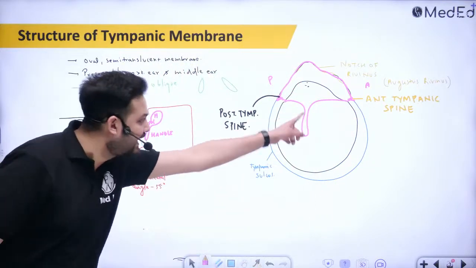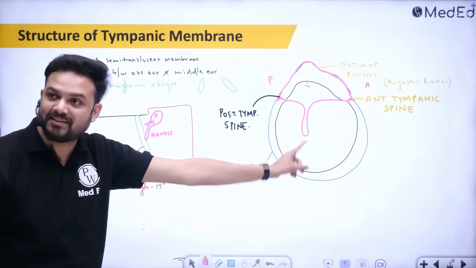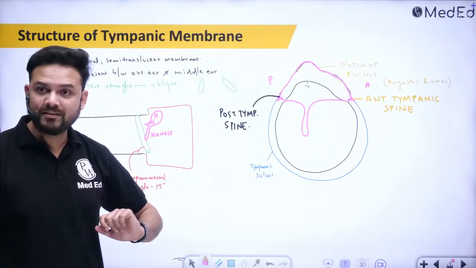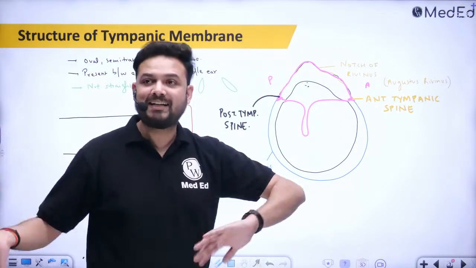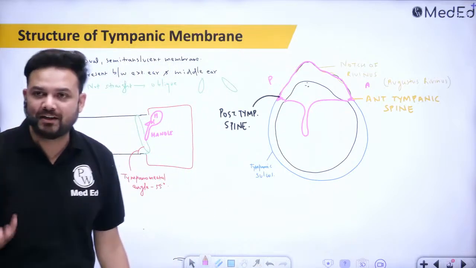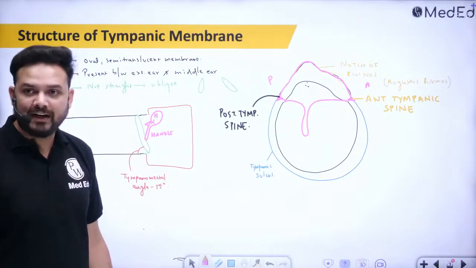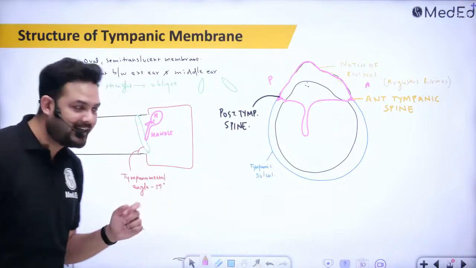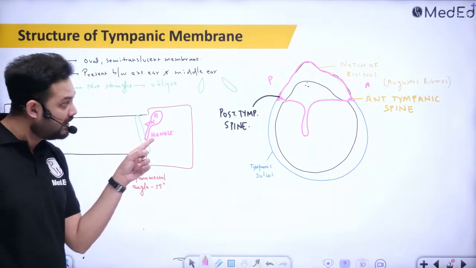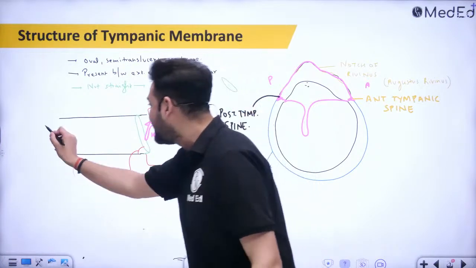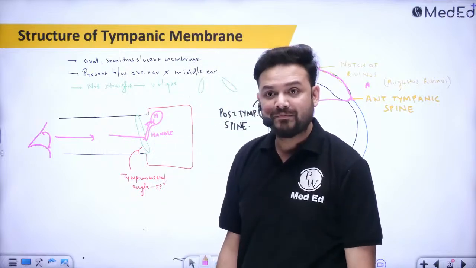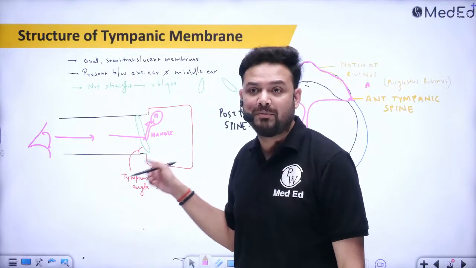So you can see this is the handle of the malleus, visible from the front. Okay? So Tapa, it is the tympanomeatal angle. What I told you: tympano means tympanum, the middle ear, and meatal means external auditory canal. Fine. So you have this handle of the malleus attaching to the pars tensa, which is why the handle of the malleus is visible. If you look at your tympanic membrane from here, you will see the handle of the malleus.